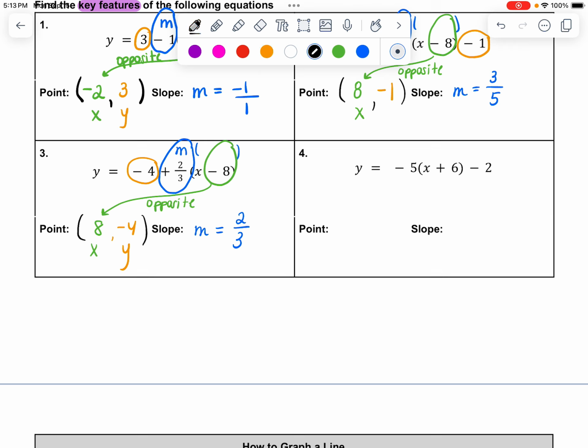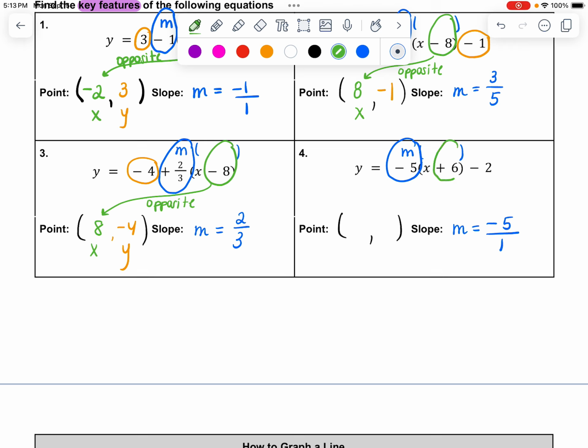Last but not least, before we practice graphing, let's do one more. So my starting point and my slope are my key features. I'm going to find my slope first. So m parentheses. My m is a -5, and I'm going to write that over 1 to remind myself that my slope is a fraction.